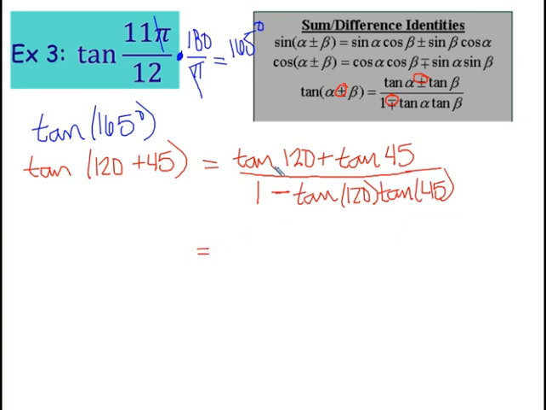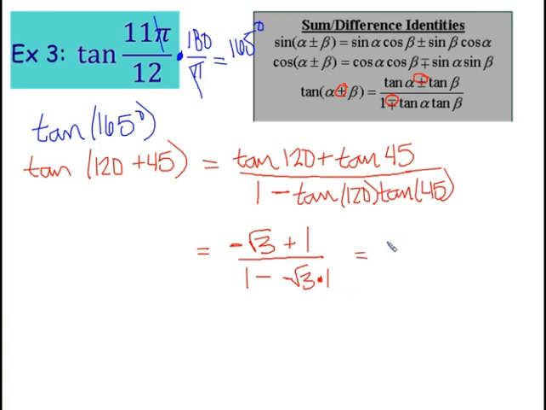Again, you can use your unit circle in your mind. Maybe you have to write it down to reference. But tangent of 120 is negative square root of 3. Tangent of 45 happens to be 1. So we're going to add those together. Now, let's check out the bottom. We have 1 minus, we already know tangent of 120 is a negative square root of 3, and we're going to multiply by tangent of 45, which is 1.